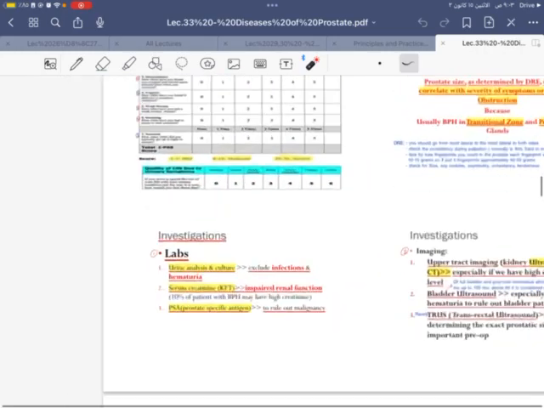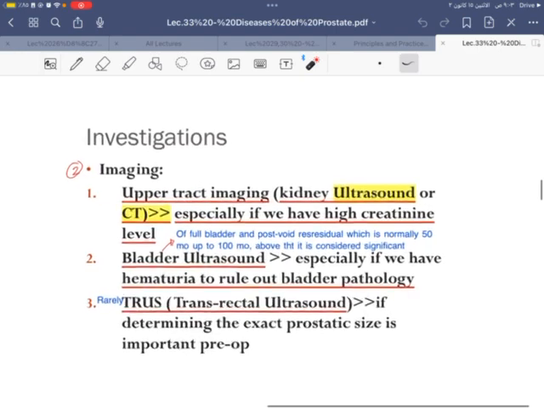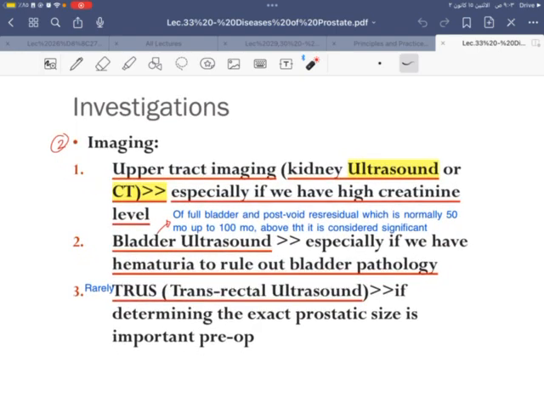What about the imaging investigations? Ultrasound of the urinary tract is our first-hand tool. Every patient presenting to the urology clinic should have an ultrasound of the urinary tract, looking at the kidneys, urinary bladder, and prostate. You may resort to a CT scan if the patient has a high creatinine level. Acute or chronic renal impairment should go for CT scan. Also, a blood ultrasound if the patient has hematuria, and hematuria is one of the symptoms of BPH and also one of the symptoms of other diseases like TCC of the bladder.